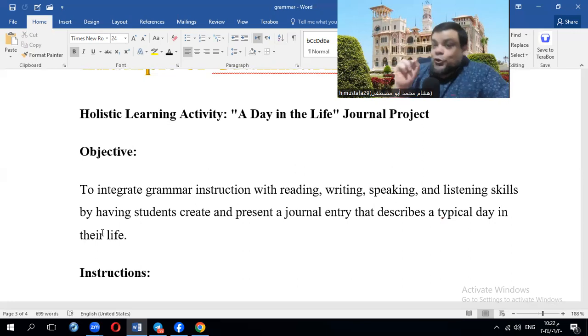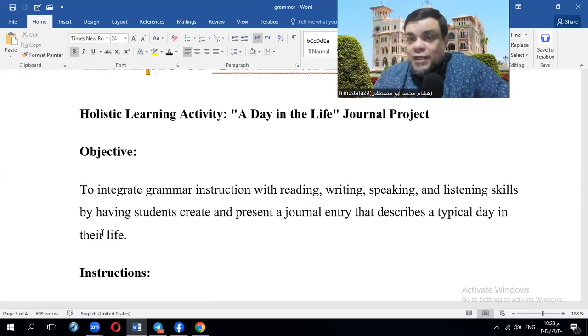So you are not going to use grammar alone. It's not a grammar activity, but here I want you as a student to integrate grammar instruction with reading, writing, speaking, and listening skills, okay? So it would be a common factor between these skills.